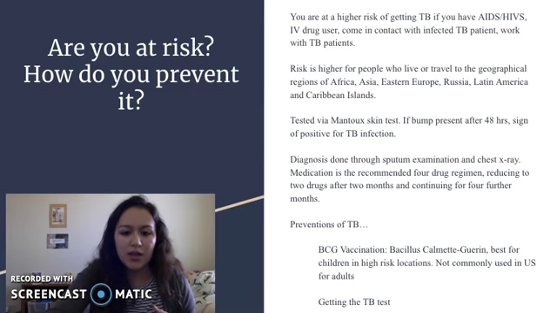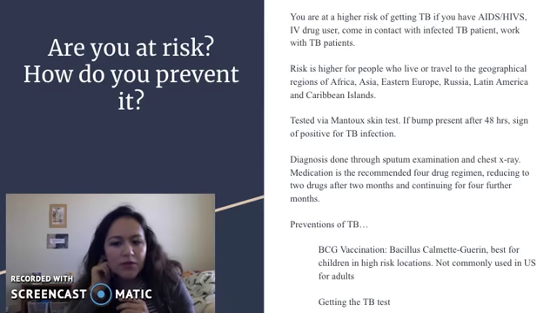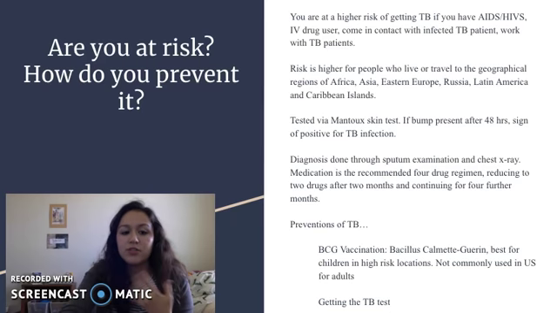The most common tuberculosis drugs that are used are isoniazid, rifampicin, ethambutol, and pyrazinamide. So if you have active TB, you take multiple of those drugs, and if you have latent TB, you just take one of them.